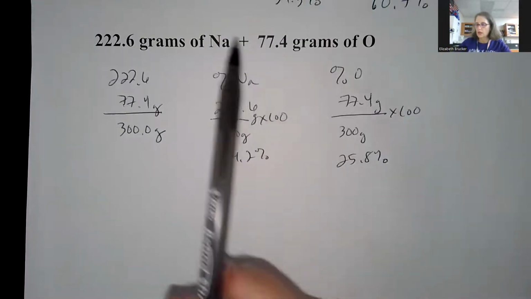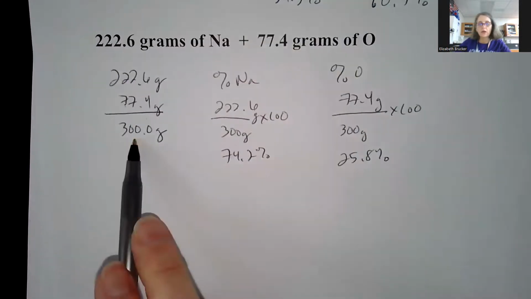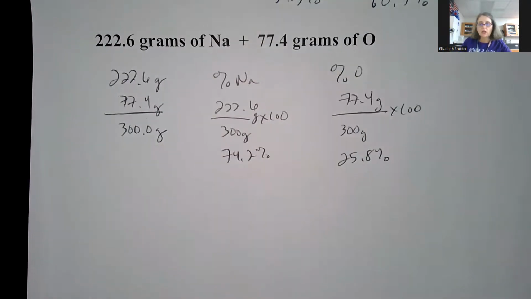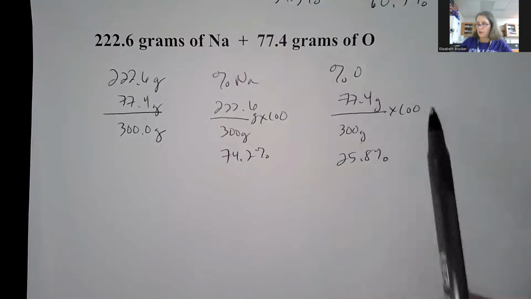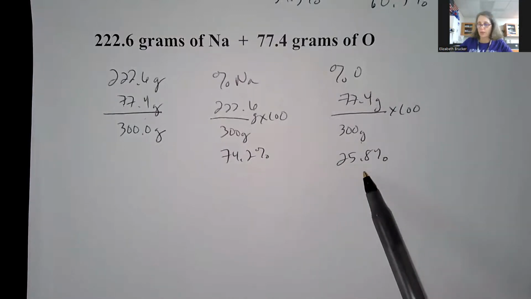So again, I just took the amounts that they gave me and I added them up, and they added up to about 300 grams. I took the sodium over the total, multiplied by 100, and I got around 74.2. I took the 74 over the 300 to get about 25.8%.